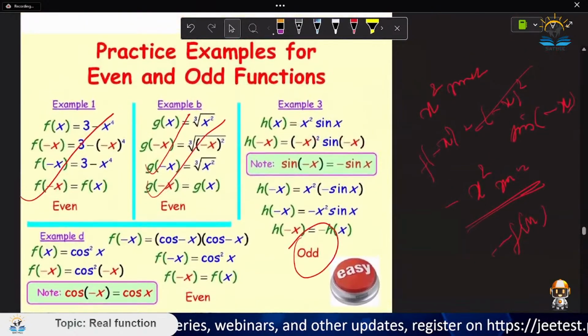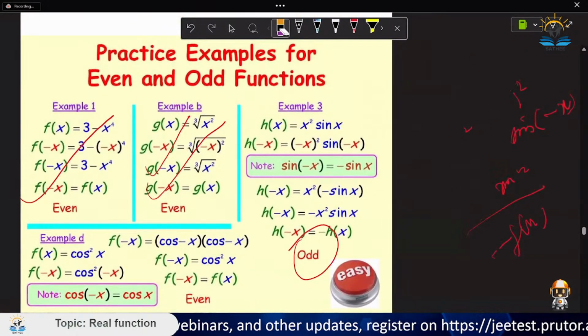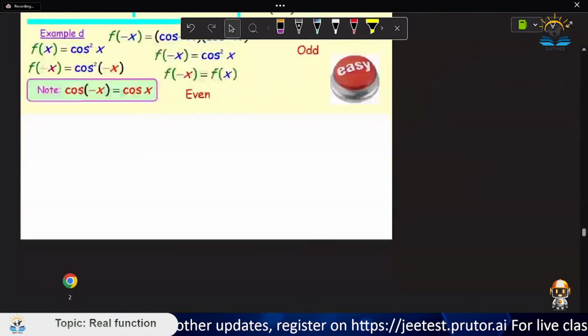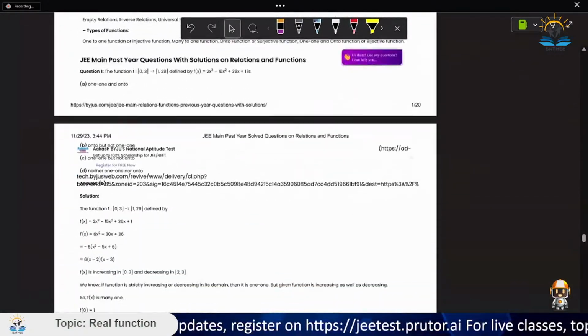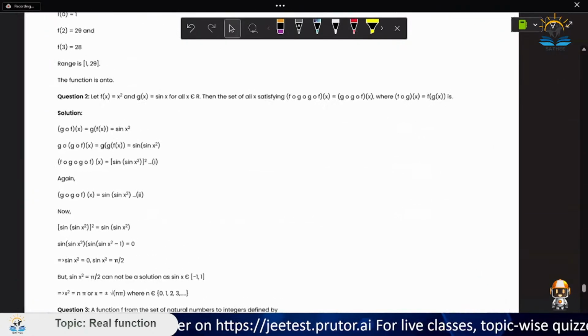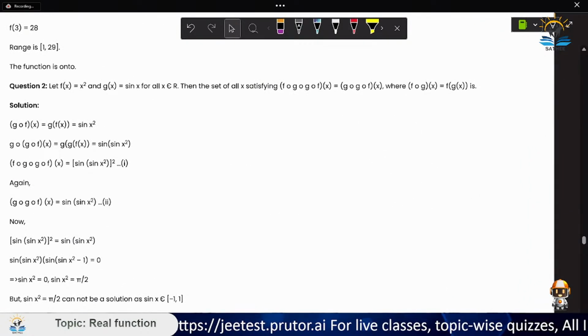I think you can do other examples by yourself. These might help you. And sometimes these easy questions can come in mains as well because they just simply ask you what is the value and you have to say it's an odd function or even function. So let's do some tough questions now.